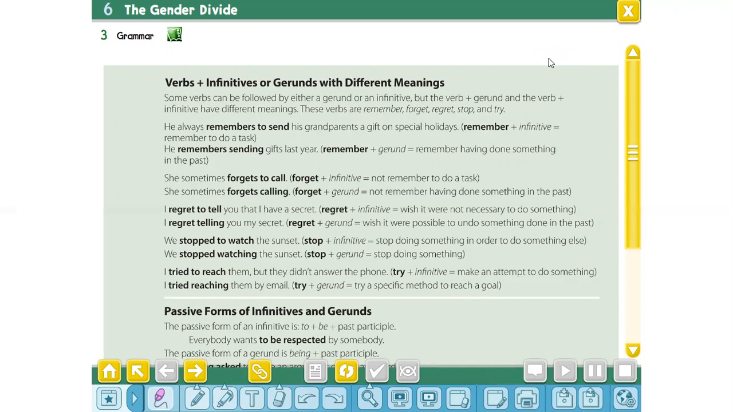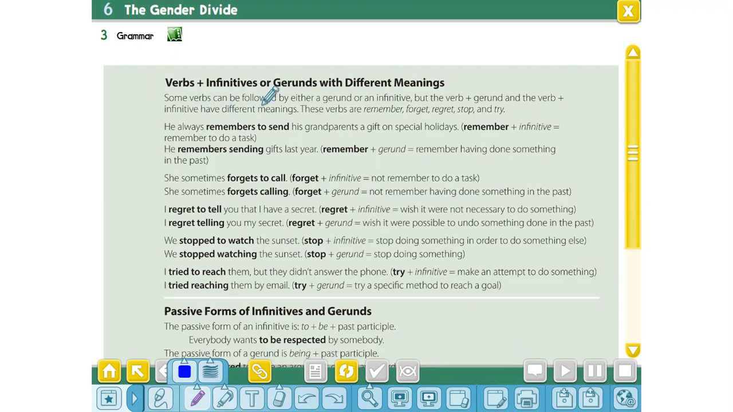Today we will complete Unit 6, the gender divide for Mega Goal 5. Today we will learn to use verbs plus infinitives or gerunds with different meanings. We will also use passive forms of infinitives and gerunds. And in the end, we will use auxiliary verbs after but and. Let's start with verbs plus infinitives or gerunds.